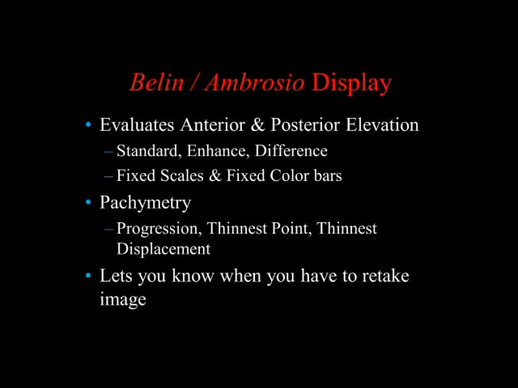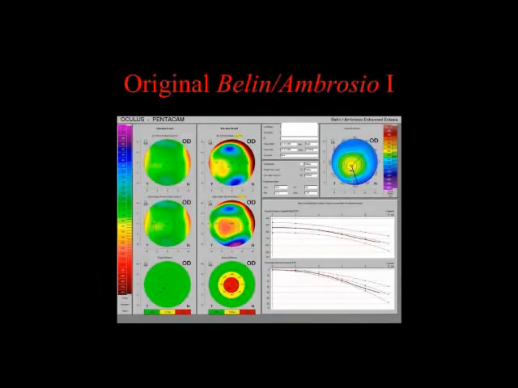One of the advantages of the display is that the scales and colors are fixed. So once you get used to it, you should be able to look at it and literally in a second screen a patient, because all the colors and scales are held constant. So it allows you to make a quick visual inspection. We show you pachymetric information, the corneal thickness map, pachymetric progression, and the location of the thinnest point. It also gives you some quality controls and lets you know when to retake an image. So this was the original Belin Ambrosia, which at the time wasn't called 1, but now we'll call it the Belin Ambrosia 1.